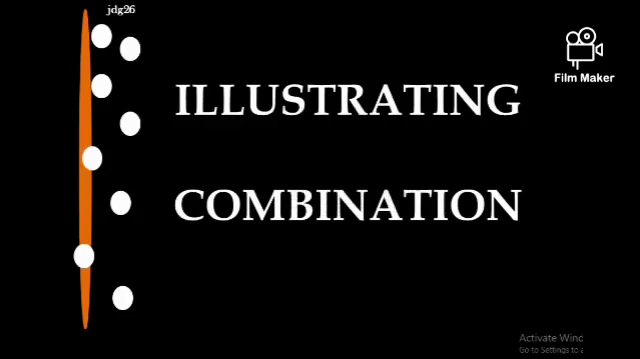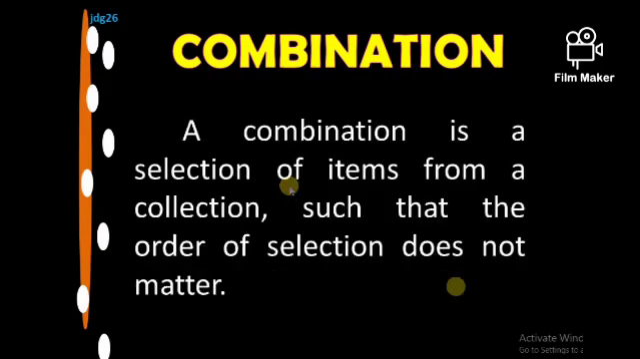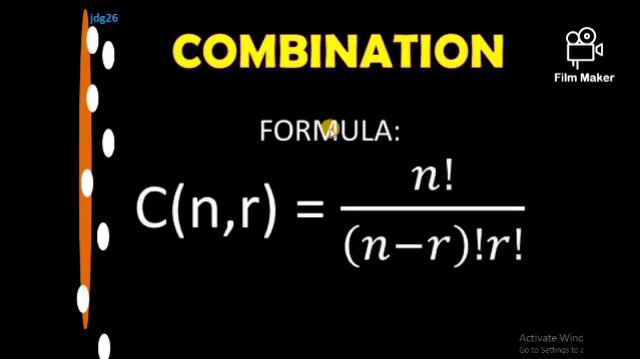Hello guys! Ang di-discuss natin ngayon ay tungkol sa combination. What is combination? A combination is a selection of items from a collection, such that the order of selection does not matter. At ang formula natin para sa combination ay combination of n taken r at a time is equals to n factorial divided by quantity n minus r factorial times r factorial.